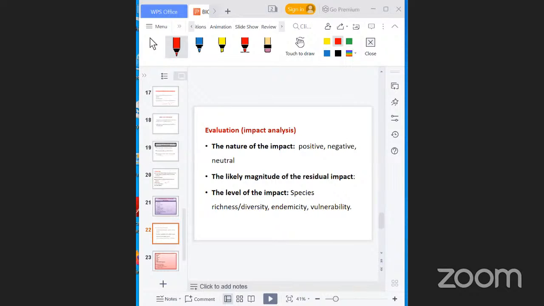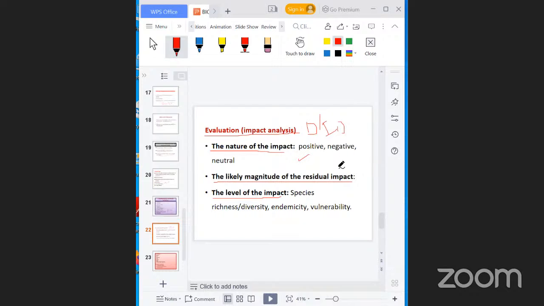The following should be considered. So that is the evaluation impact analysis, that is the nature of the impact, the likely magnitude of the residual impact, and the level of the impact, right? So these are the impact analysis. The nature of the impact: is it direct or indirect, long-term or shorter, and effects from the cumulative impacts, right? So all these need to be noted down.